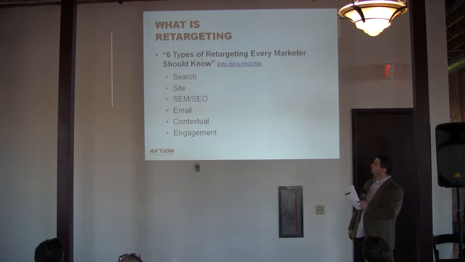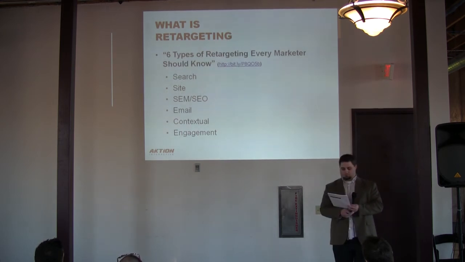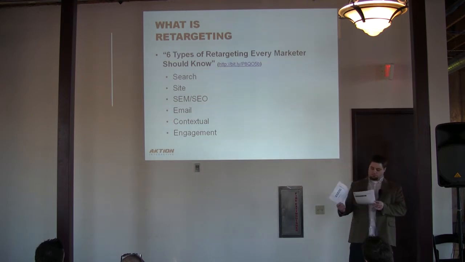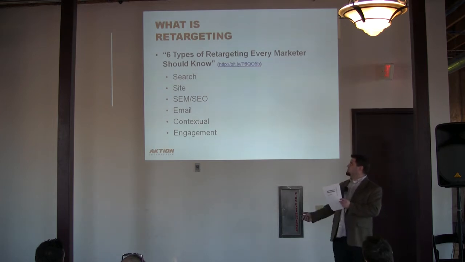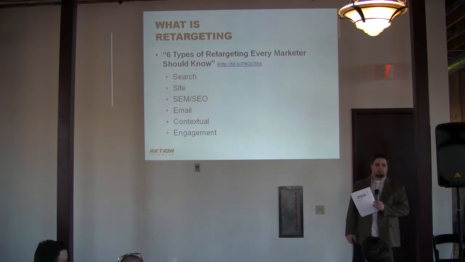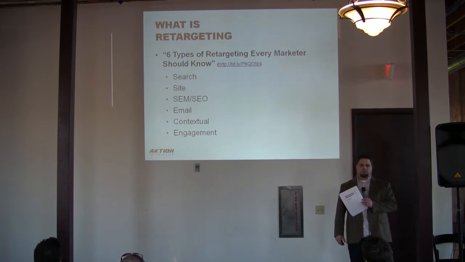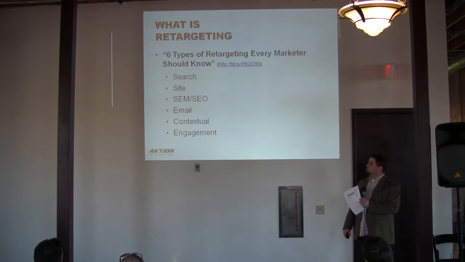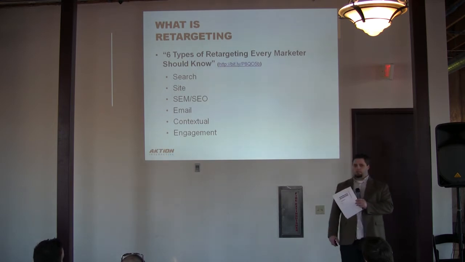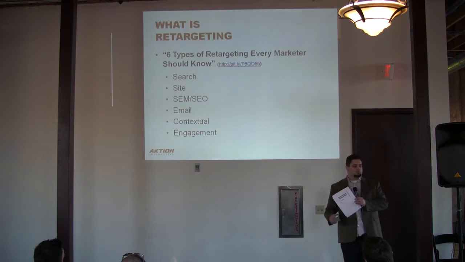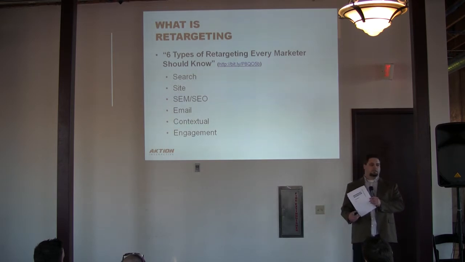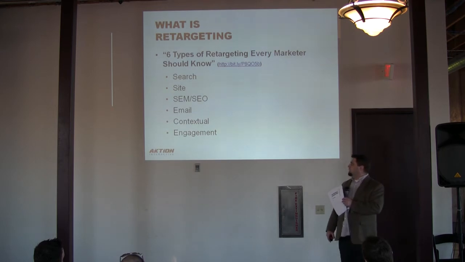The 6 types: this is a Search Engine Watch article that I found today that breaks it down into these 6. So search, they actually have listed first. I don't think search was the first one. I think site retargeting was probably the first one to really make it big. But search, site, SEM, and SEO, so that is retargeting to somebody who came to your site through a search channel, so you have the information about what keywords drove them to your site.